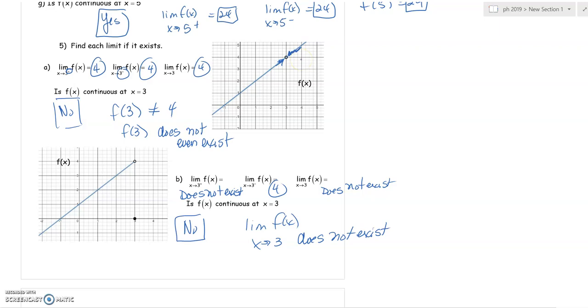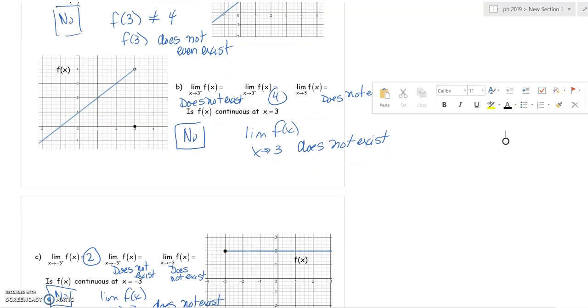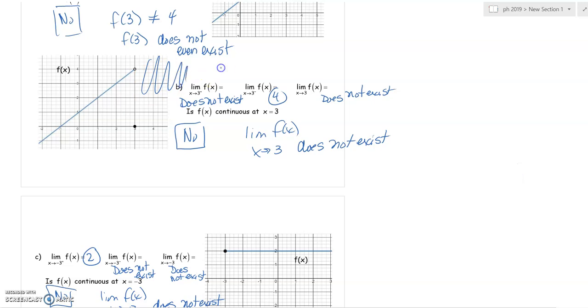Take a look at b. For b, I want to know what is the limit of the function as x approaches 3 from the right. Notice there isn't even anything there. So that limit does not exist. Now, the limit as x approaches 3 from the left actually does exist, and it's 4. The right-hand limit does not exist, so the limit of the function as x approaches 3 does not exist, and that's why, no, it is not continuous at x equals 3.